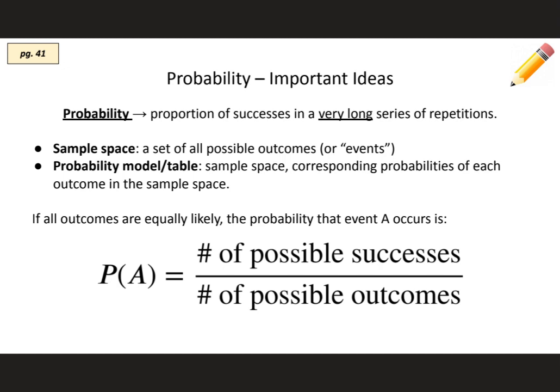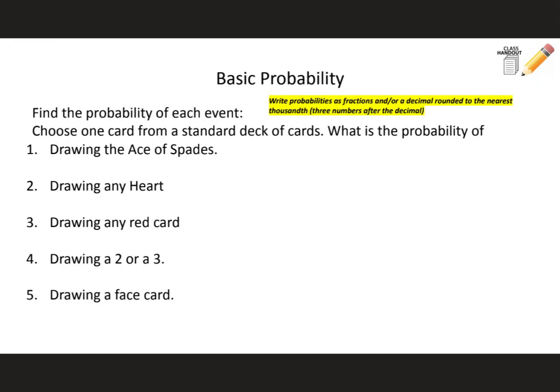And then in terms of calculating probability, if all outcomes are equally likely, the probability that event A occurs is, so this is the notation we use, the probability of A is equal to the number of possible successes over the number of possible outcomes. So here's just some basic probability questions. One thing I want to make sure you do is write your probabilities as fractions and or a decimal rounded to the nearest thousandth, which is 3 numbers after the decimal.